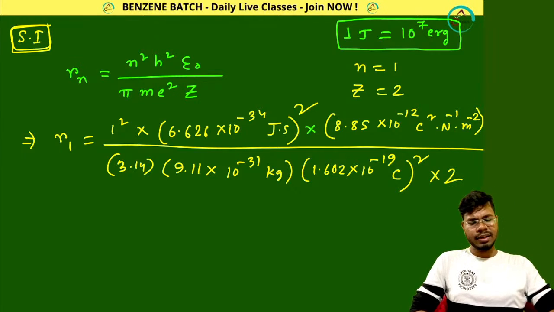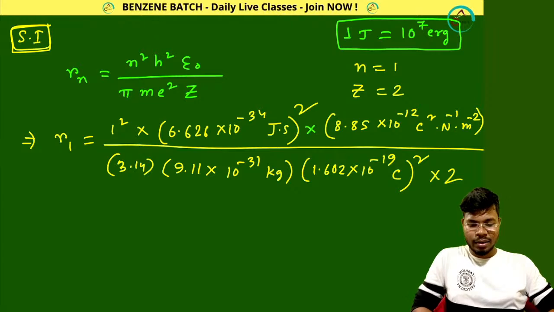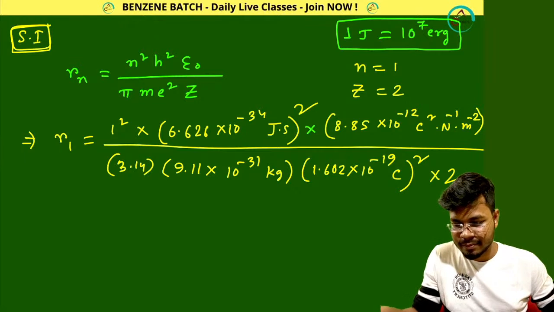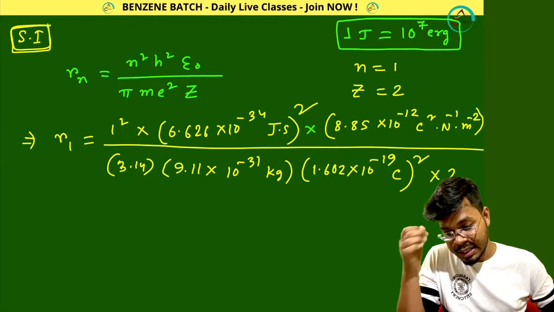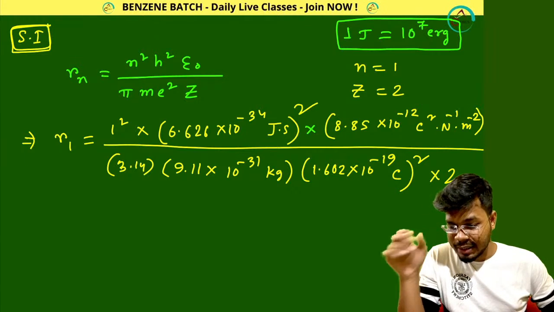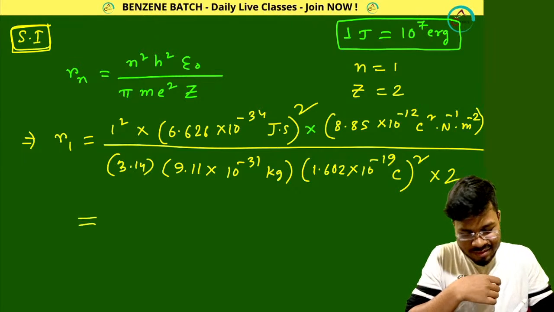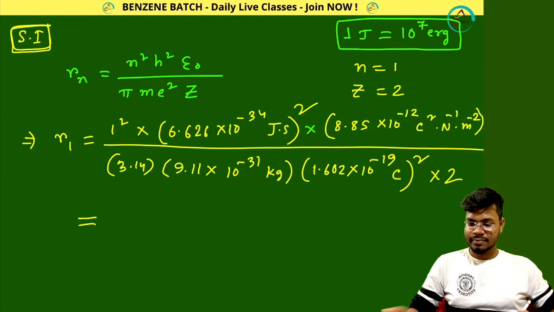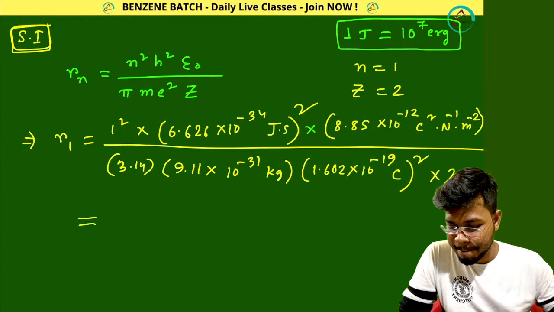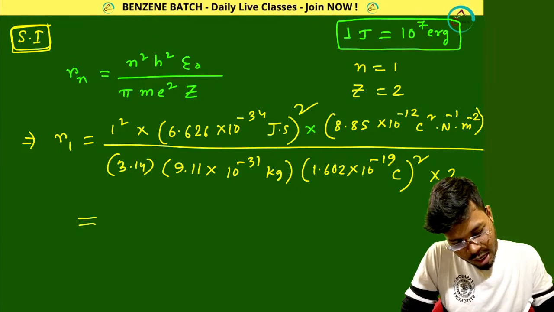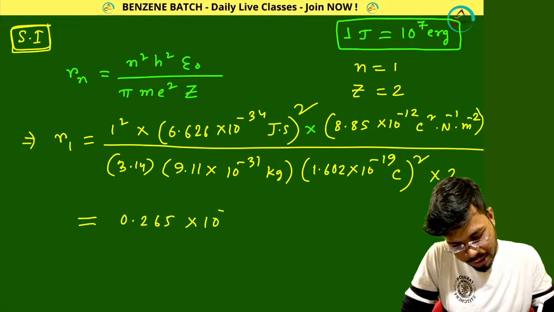I got everything. So if you calculate this, you will be getting the result. So I think I will not be solving this, so you can easily solve this problem. I will be getting 0.265 multiplied by 10 to the power minus 10.